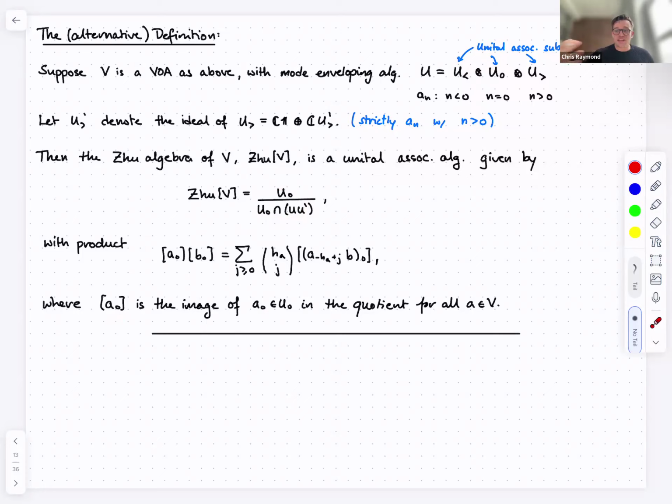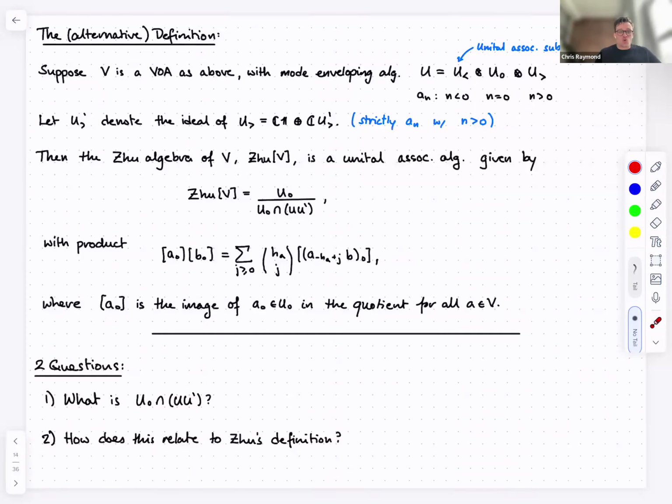Okay, so this is the definition that comes from the physicist's approach to this whole game, and that gives you something that's equivalent. You might have two questions. I certainly had two questions the first time I saw such a construction. The first one is, what on earth is this quotient doing? That turns out to be kind of nice, and we can extract that shortly. The second one is, how does this relate to Zhu's definition? And that's a little bit trickier.